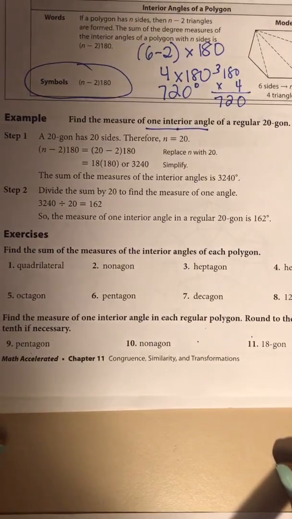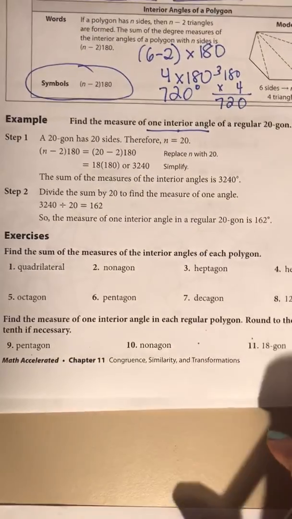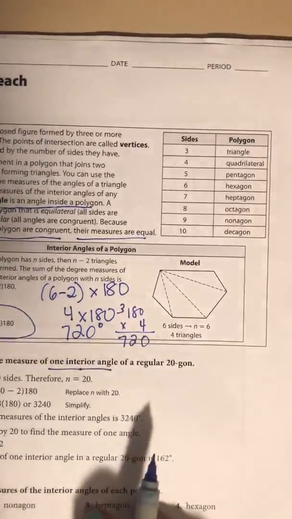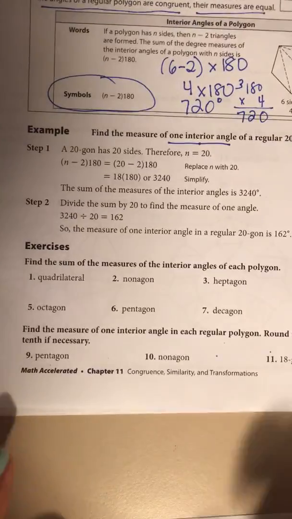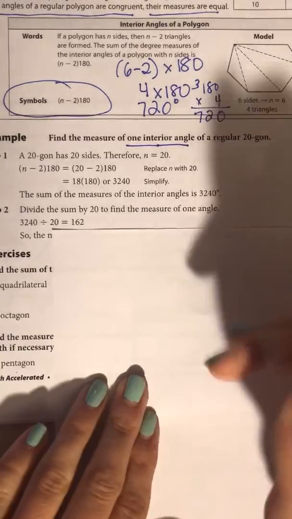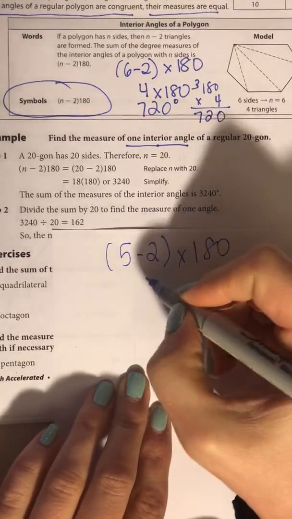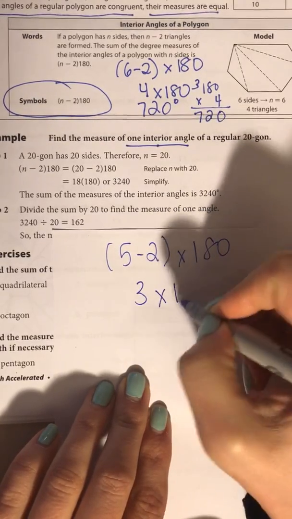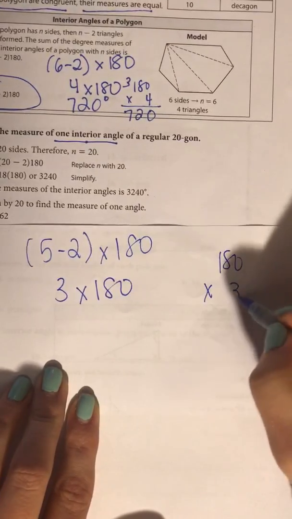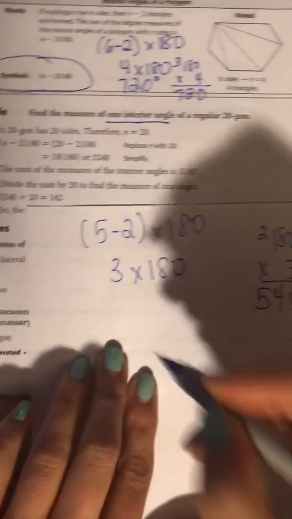So let's look at this first one, a pentagon. Well, let's say I don't remember how many sides a pentagon has. So I'm going to go back up to my chart, and I see a pentagon has 5 sides. So for the pentagon, we're going to do this 2-step process. So first we have to do 5 minus 2 times 180. So 5 minus 2 is 3, times 180. And 180 times 3, I'm doing my work over here, is 540.